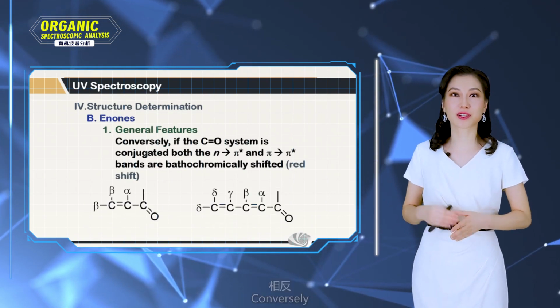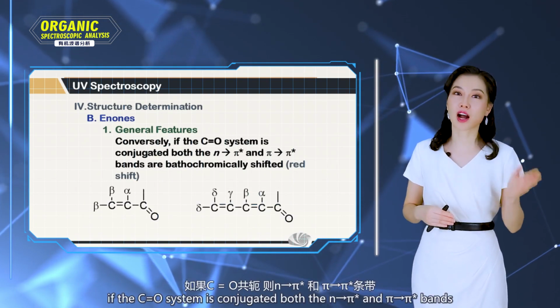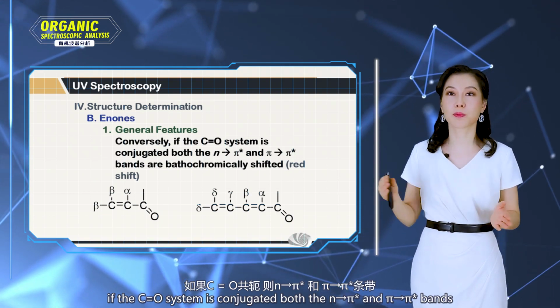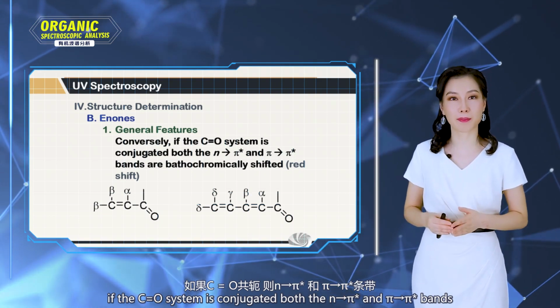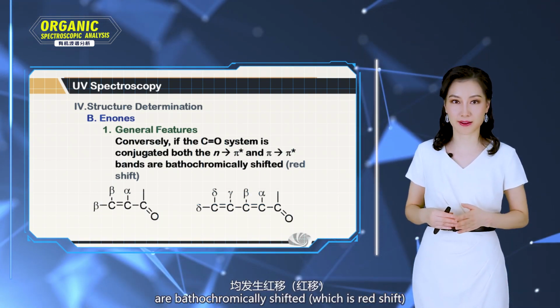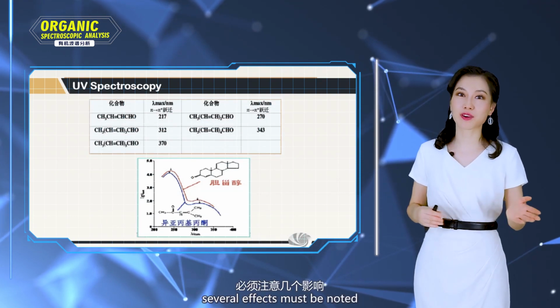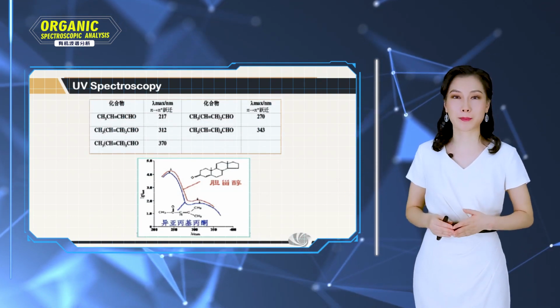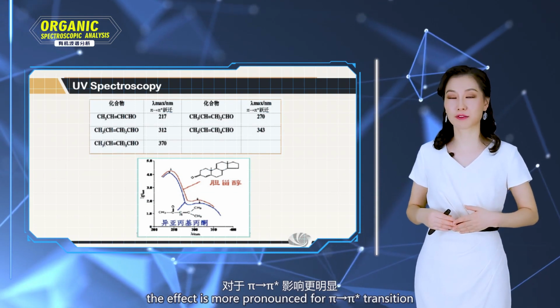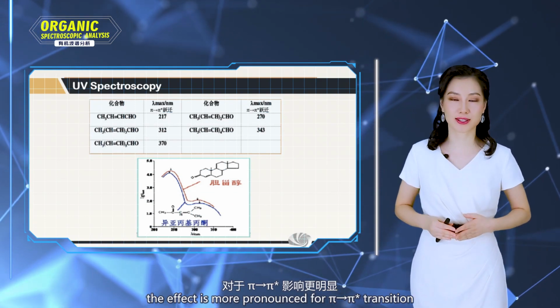General features, conversely: if the carbonyl system is conjugated, both the n to pi star and pi to pi star bands are bathochromically shifted, which is red shift. Here, several effects must be noted. First, the effect is more pronounced for pi to pi star transition.